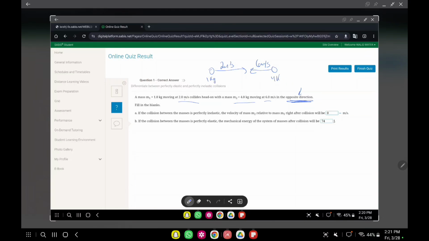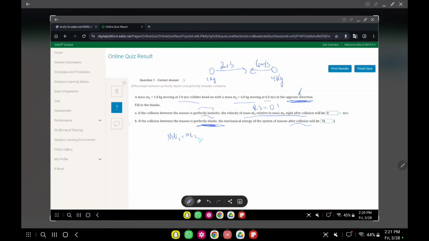This is 4 kilogram. If it's perfectly inelastic, what is the velocity of mass m2 relative to mass m1? So what do they want? We want the relative speed. If it's perfectly inelastic, what do we know relative speed is equal to after collision? Always 0. Okay, always, it's a rule. If the collision between the masses is perfectly elastic, then what is the mechanical energy of the system after collision? What do we know about the mechanical energy in a perfectly elastic collision?